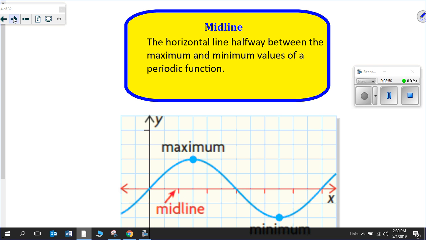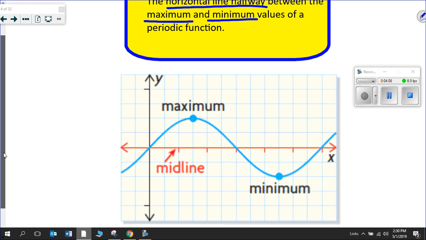Next definition is midline. Midline is exactly like it sounds. It's a horizontal line that's halfway between the max, the high point, and min, the low point. So a way to calculate the midline is simply to take the max, add the min, and divide by 2. And you will always find your midline.